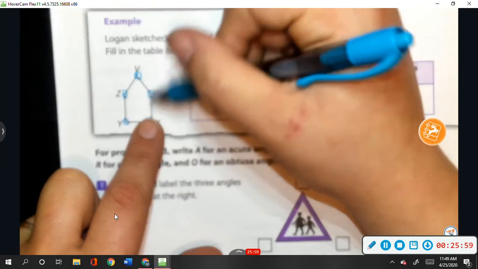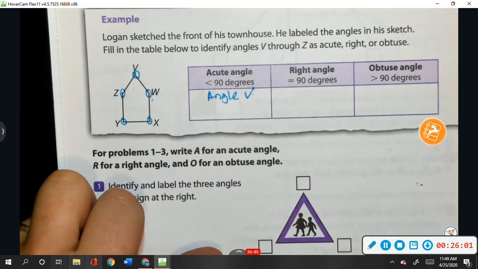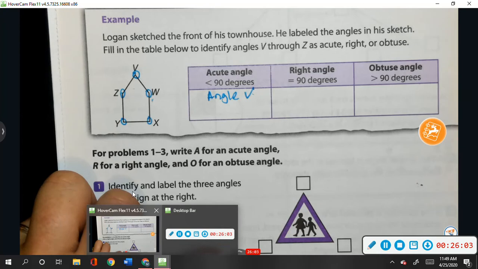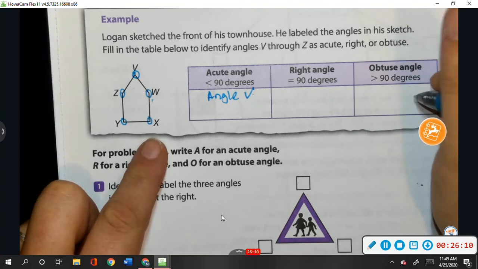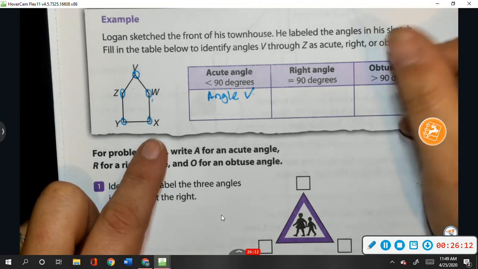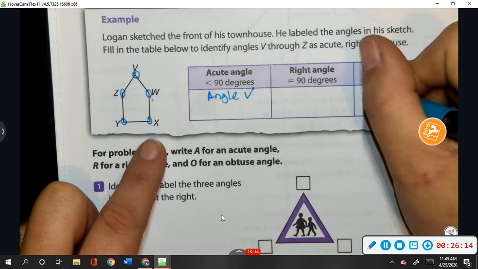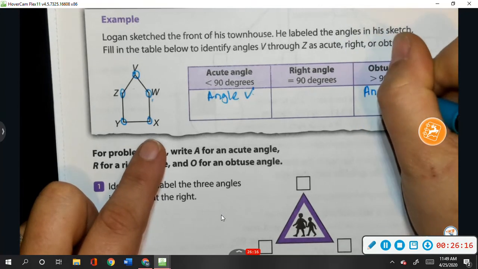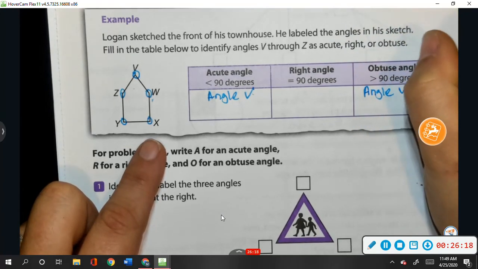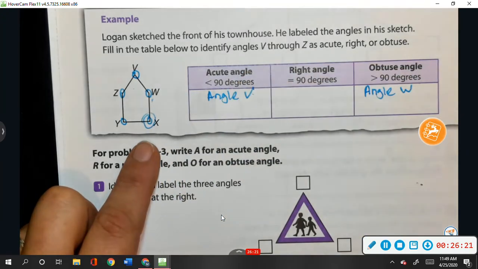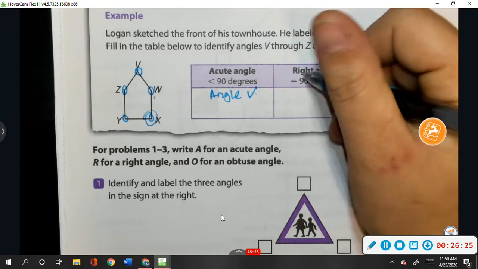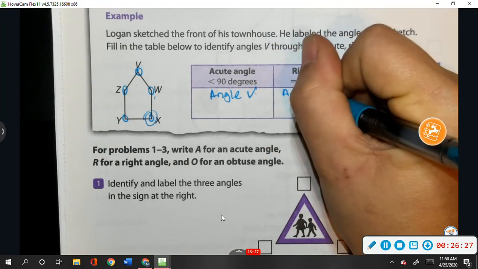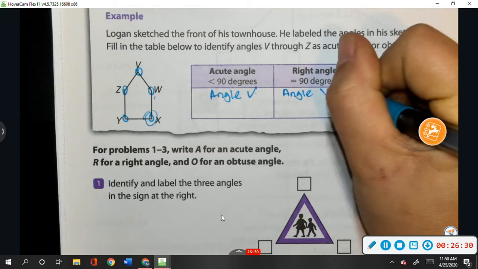Then let's look at the next one, W. W is pretty wide. It doesn't go straight up like a right angle, nor does it make a V shape like an acute angle would make. So it's going to be more than 90 degrees. And that falls under the obtuse category, more than 90 degrees. Angle W. Then angle X, that should be pretty easy. It's making a very obvious L. So it's going to be the right angle, 90 degrees. And so will Y.